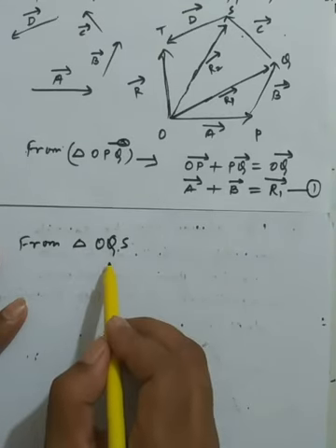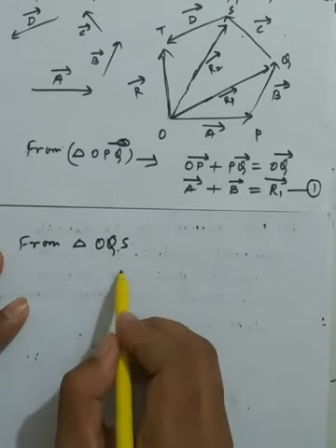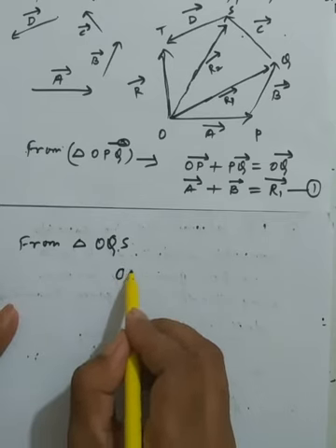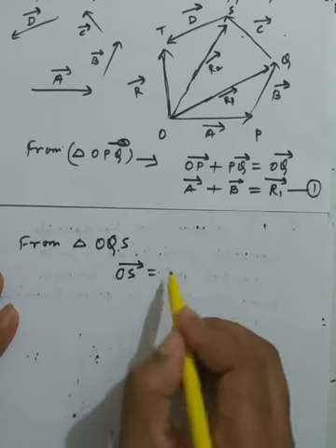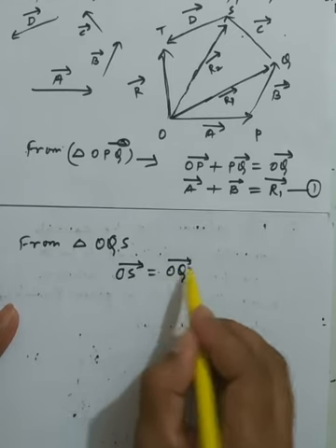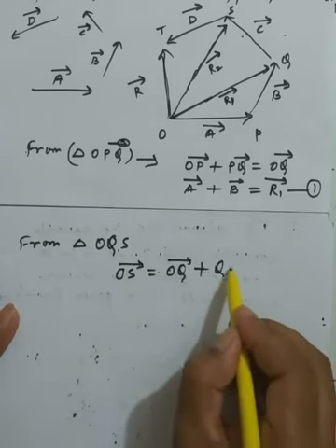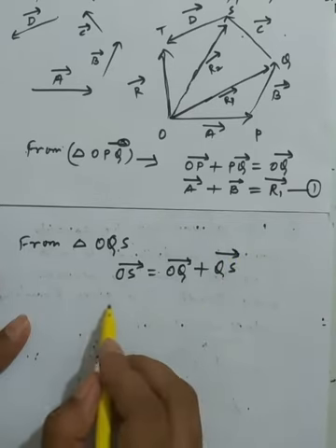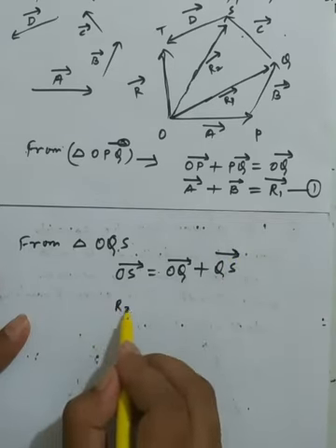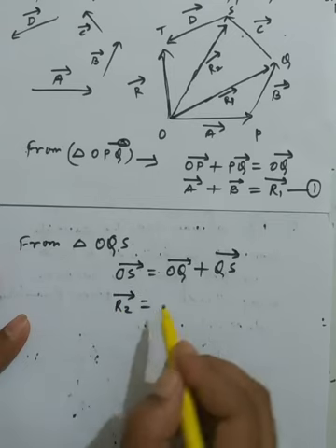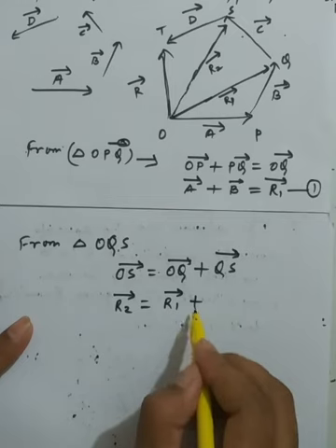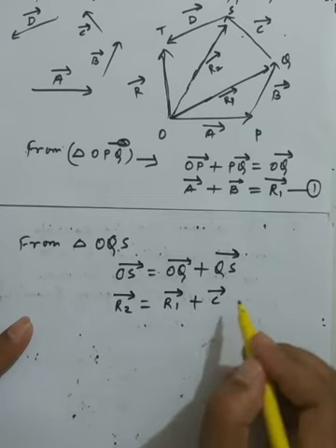Now in the triangle OQS, whenever we are dealing with the resultant, I am writing the first part: the OS vector is the sum of the OQ vector plus the QS vector. This is the type of representation we have. The OS vector is simply the vector R2, the OQ vector is simply the R1 vector, and the QS vector is simply the vector C.